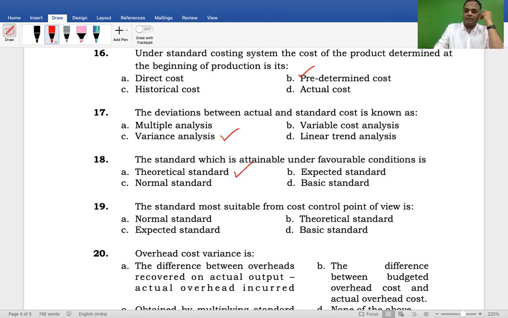Next, the standard most suitable from the cost control point of view. Which one is most useful from the cost control point of view? Normal standard, theoretical standard, expected standard, or basic standard. Expected, and actual, can compute the variance. So expected standard is for the cost control point of view.